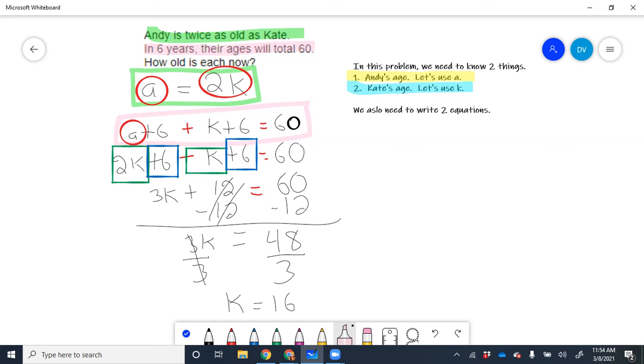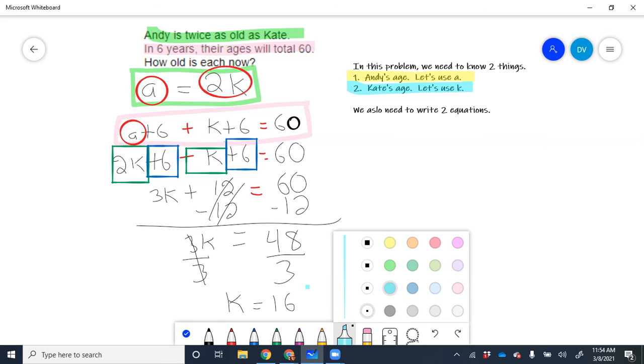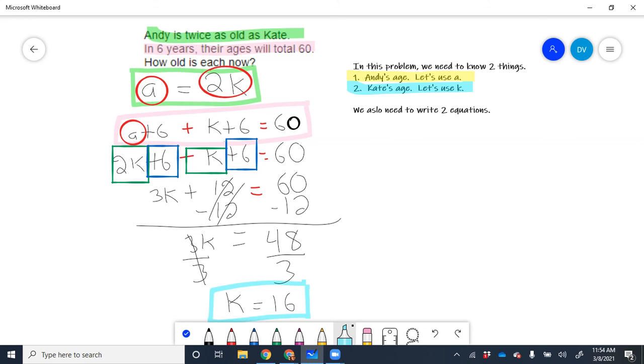I think blue is what we used. So Kate is 16. Remember we said that Kate's age was going to be the letter K? So we can use either one of those equations. And if we choose to use that green box, because it's a little bit easier, let me just write down what that green box says. Same thing without all the colors. A equals 2 times K. Can I put the K in parentheses? There we go.